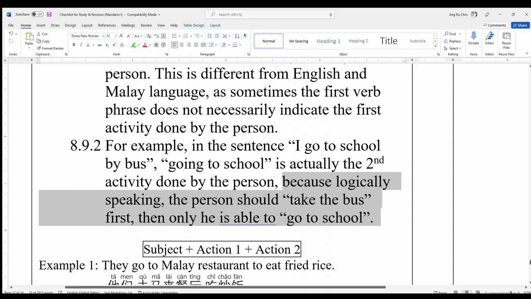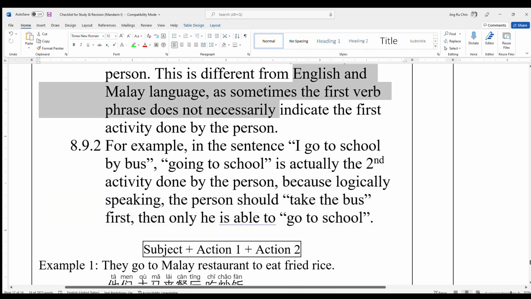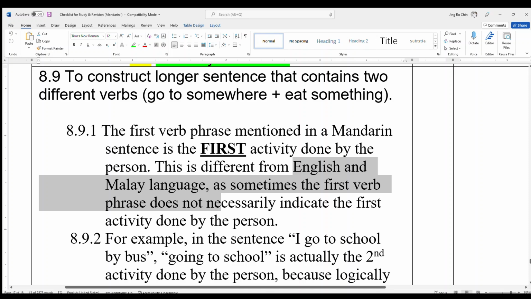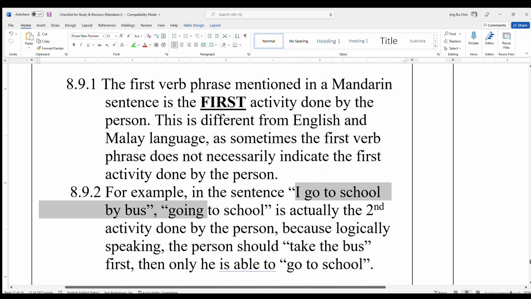So this is one example of an English and Malay sentence that has a different structure from Mandarin. In Mandarin, we cannot say it like this. We cannot translate literally: I go to school first, then I say by bus. You cannot translate straight away like that. You need to understand that this person is saying I go to school by bus. But in Mandarin, I should say, I take the bus to go to school, right? I take the bus to go to school.